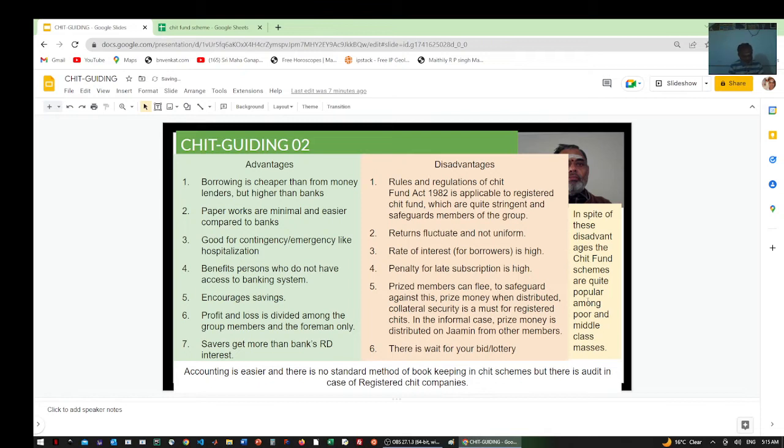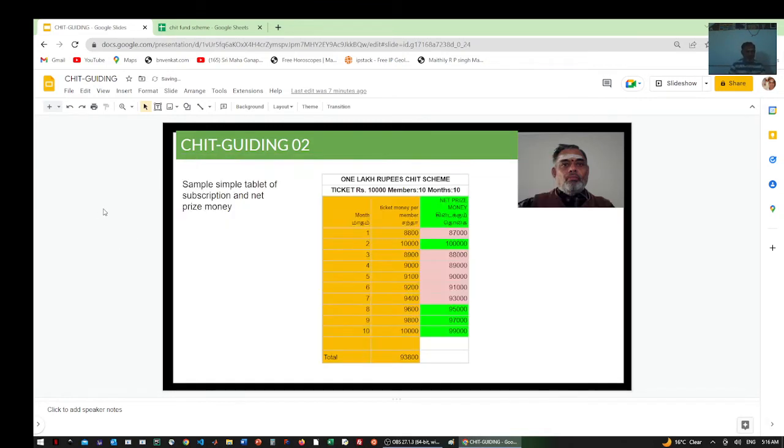Accounting is easy and there is no standard method of bookkeeping in chit fund schemes. But there is audit in the case of registered chit fund companies. A simple table of subscription and net prize money is shown here. The calculation can be just as simple as this.